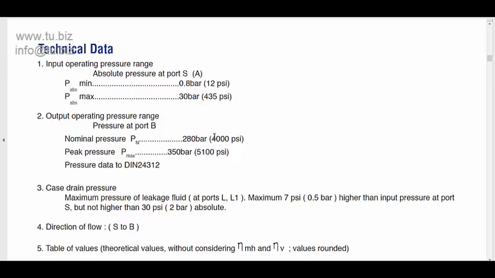Really, the number to look at for continuous operation is going to be the 4000, and try not to go higher than that. That's basically what I would do.